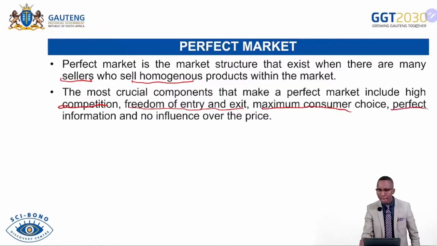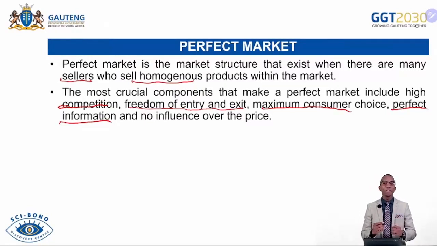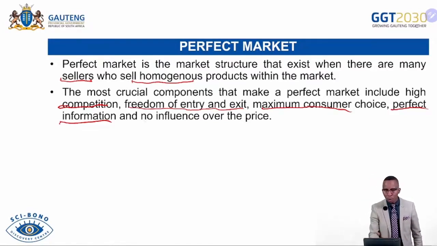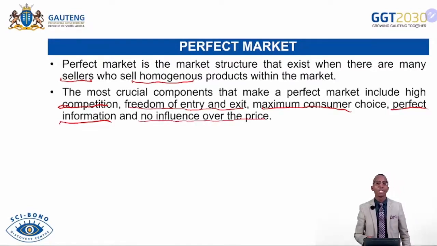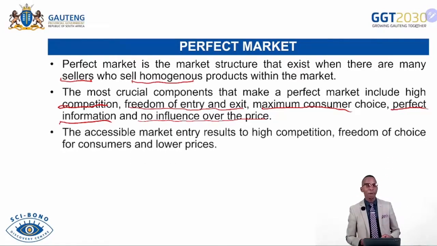And then there is also perfect or complete information, meaning consumers and producers have enough information about the market condition, the products that are available, and the asking or selling prices used within the market. So consumers have access to proper information. Also, new competitors have access to proper information. That makes the perfect competition. And none of the producers has the power to influence the price. As I said before, the price is determined by market forces, demand and supply.